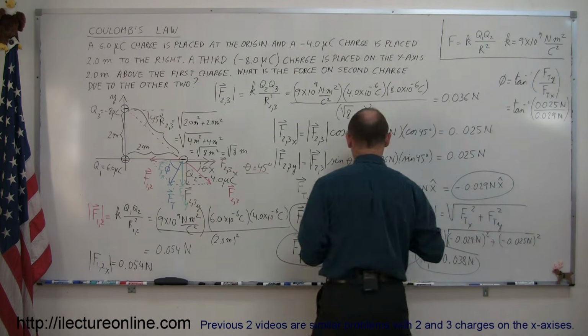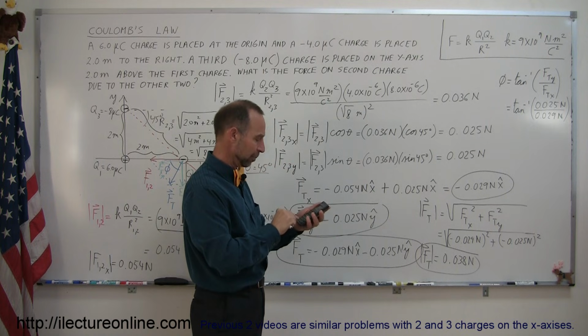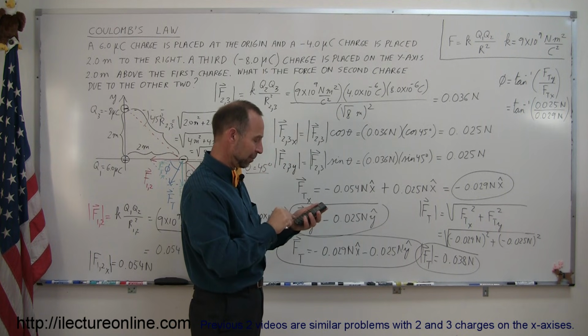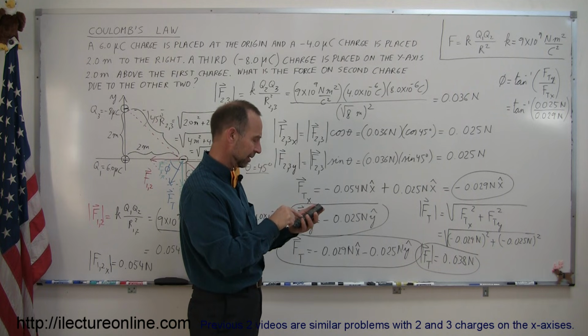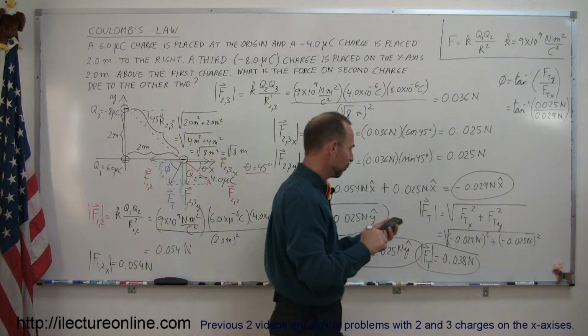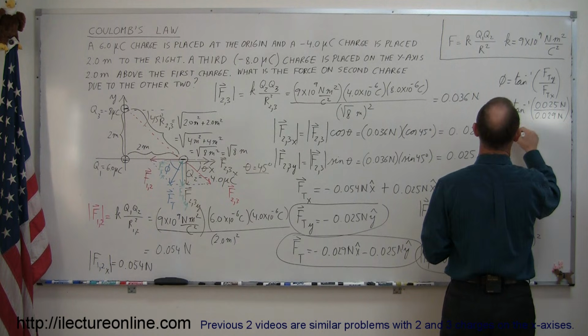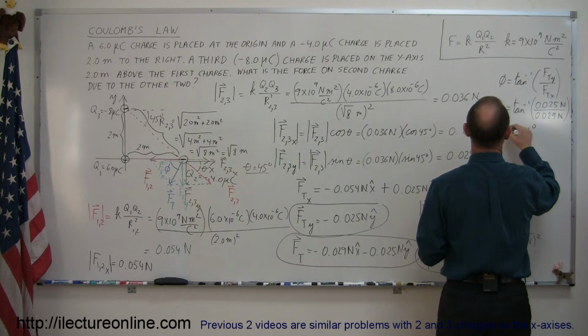And when we plug that into our calculator, what do we get? 0.025 divided by 0.029, and then we take the arctangent of that. And we get about 41 degrees. So phi is equal to 41 degrees.